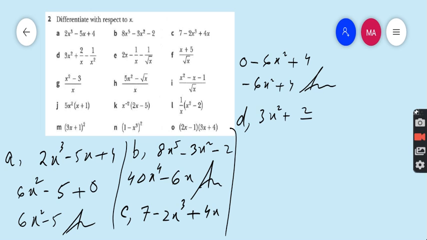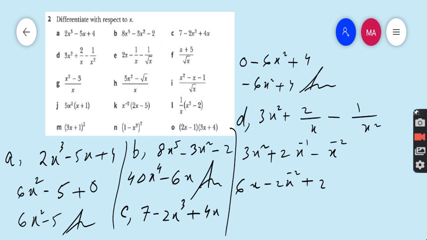3x square plus 2 upon x minus 1 upon x square. So first write all terms in terms of numerator: 1 upon x becomes x to the power minus 1 and 1 upon x square becomes x to the power minus 2. Now find the derivative. 3 2s are 6x, 2 1s are 2, x to the power minus 1 is minus 2, minus minus plus 2, x to the power minus 2 minus 1 is minus 3. So 6x minus 2 x to the power minus 2 plus 2x to the power minus 3 is the final answer of part D. Okay, move to part E.